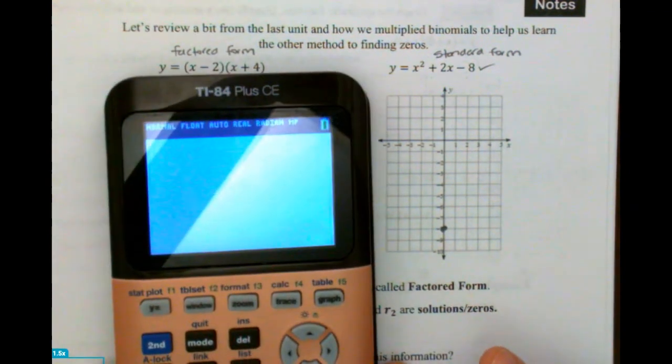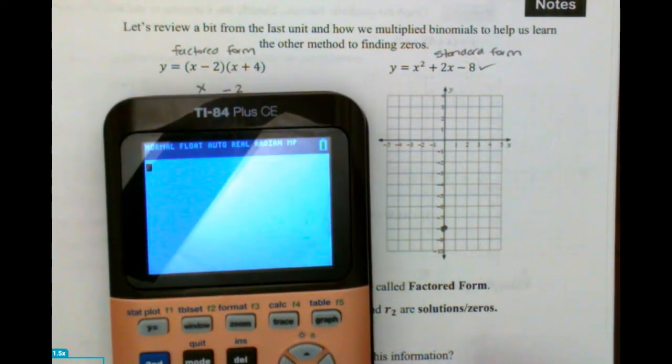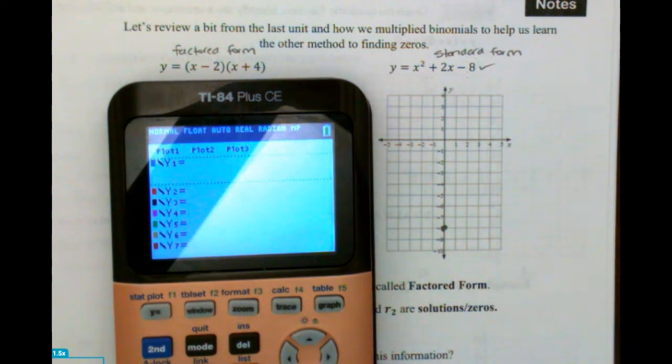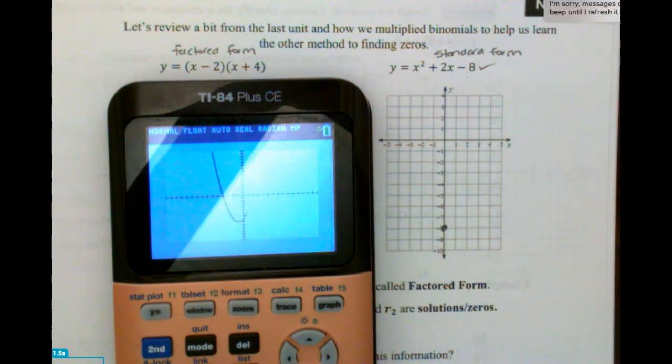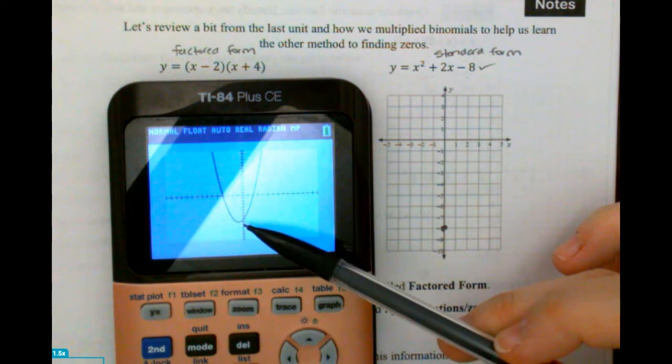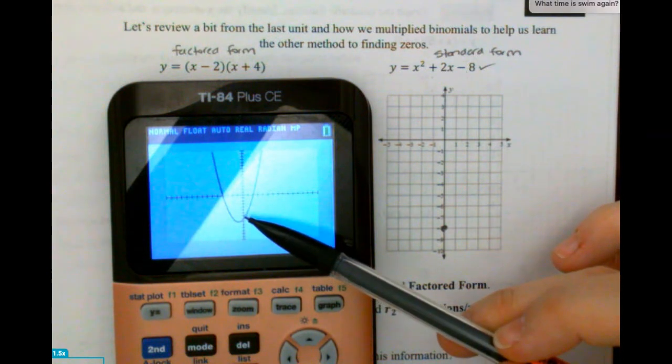So when I go to put this in my calculator, I'm going to go to y equals, clear out, and I'm actually going to put in the factored form. So I'm going to do x minus 2, parentheses, x plus 4, parentheses. And I'm going to go to graph. And it's going to look just like a parabola. And we're going to notice that this graph does touch at, you can't see it very well, but it does touch here at negative 8, okay?